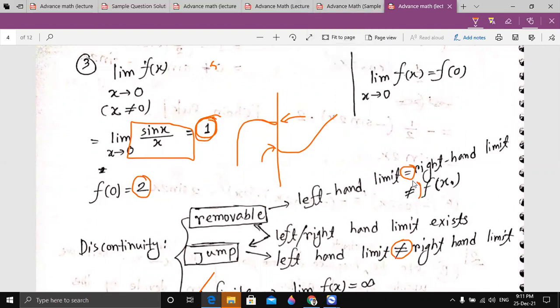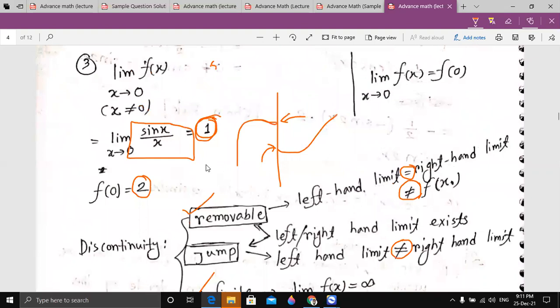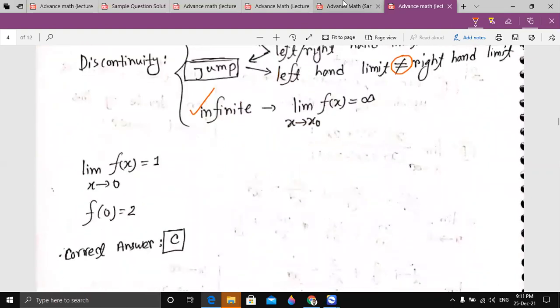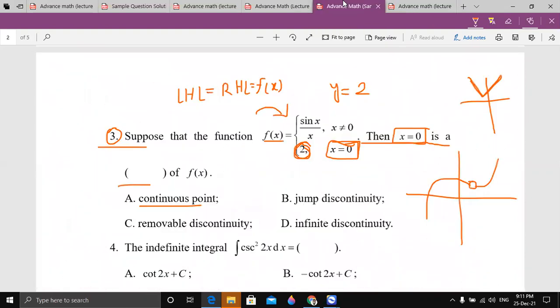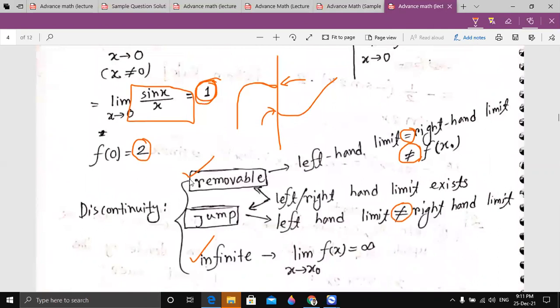So if it is not equal, it is a jump, that means it is removable discontinuity, right? If the left-hand limit and right-hand limit are not equal, then it should be jump, I guess. So guys, can you see? It is a removable discontinuity.